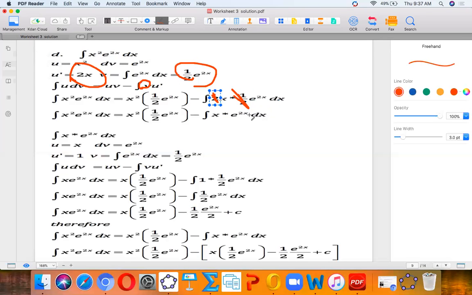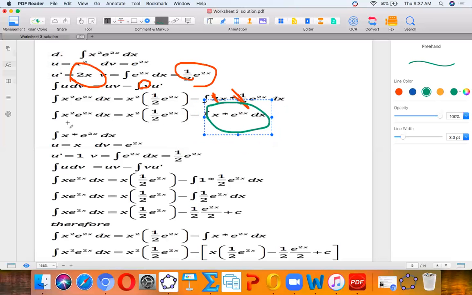You don't have to do that. You could continue with it, but I like to simplify. I am going to use a different color. Let's use green. We're going to apply by parts again to this.